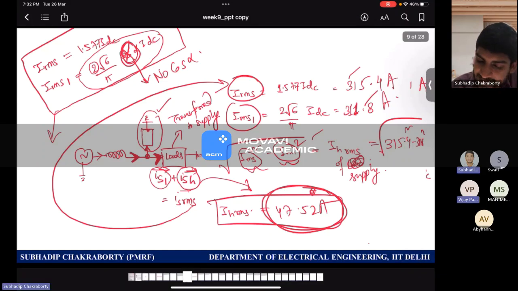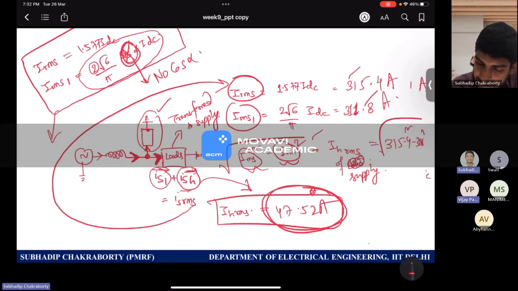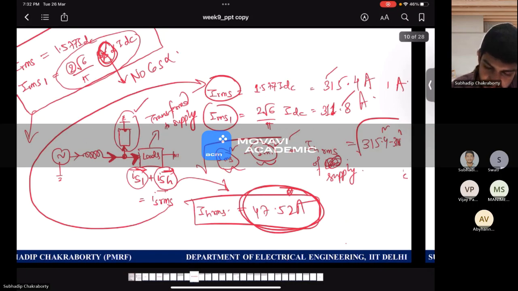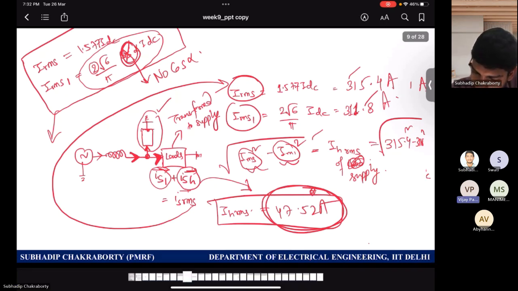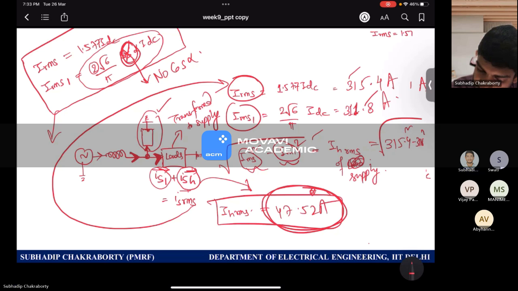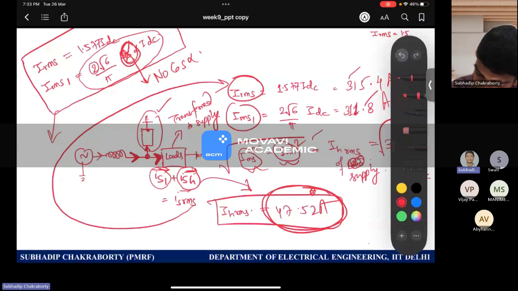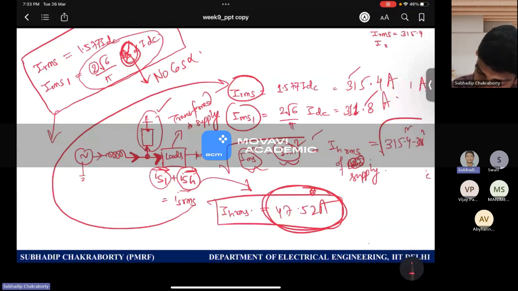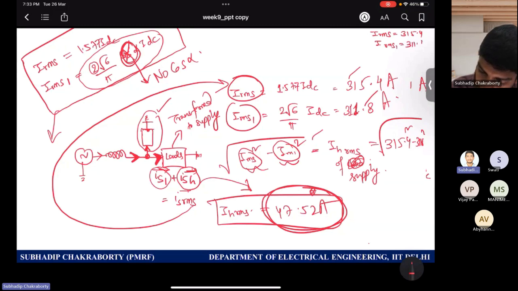So first calculate the impedance of this branch, right? So I think I have one more page. No. So just remember these two points. I will just write it in a corner. I RMS is 315.4 and I RMS 1 is 311.8. You can write the answer also.